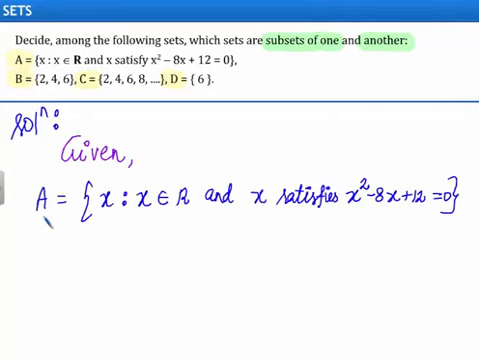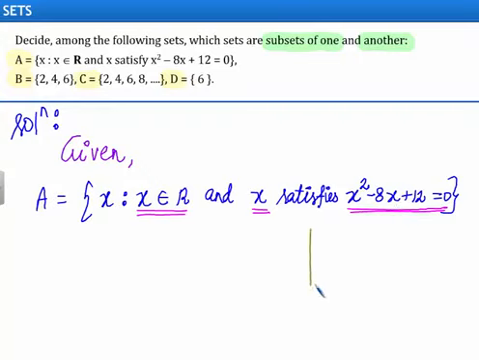We are given set A in set builder form. It is the set of all x such that x belongs to the real number set and x satisfies x squared minus 8x plus 12 is equal to 0.